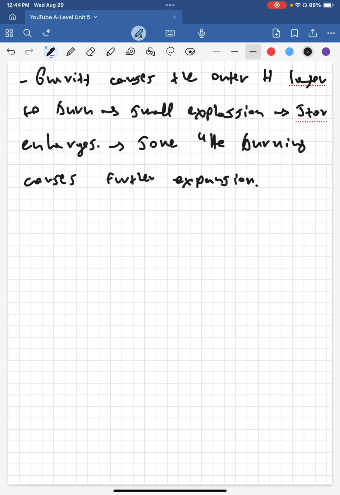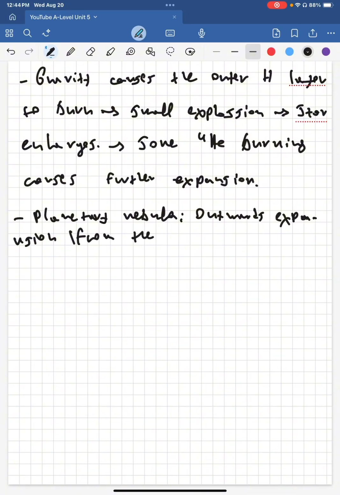Okay, it stays in that phase for a while, and it forms a planetary nebula, which is the next phase. Okay, planetary nebula. So outwards expansion from the red giant phase makes the star cool down.